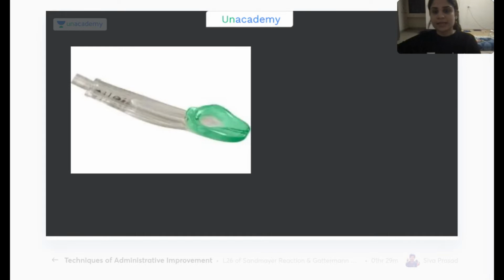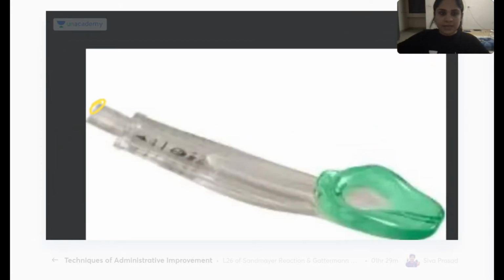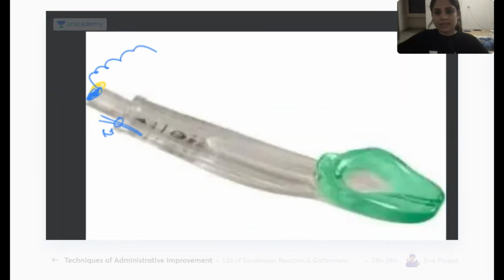Identify this LMA for me. Identify the type of LMA. What is missing in this LMA? And also tell me whether this is a first generation or second generation LMA. Can you see over here, if I zoom in and show you, this is the airway tube present in the LMA, which is connected to the circuit. And this is the gastric tube in which we will put the Ryle's tube. So this has two ends, which means that this is a second generation LMA.